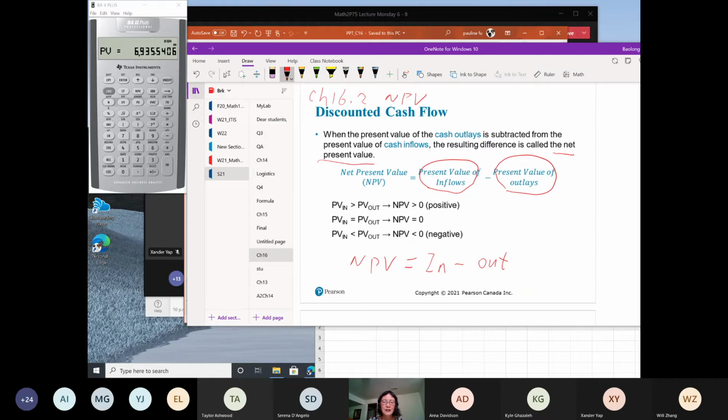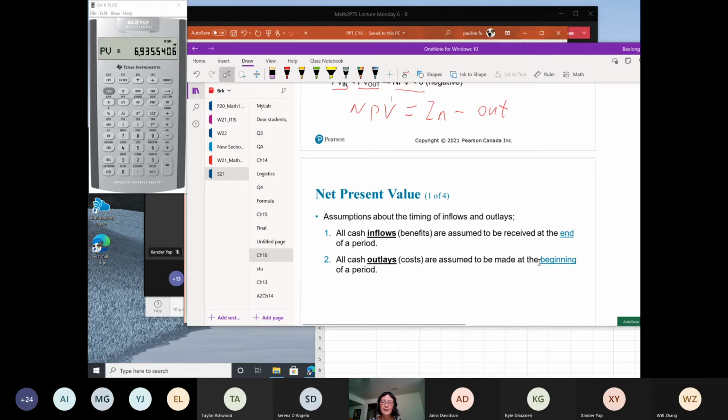The result of NPV has 3 situations. NPV could be a positive number when the present value of inflow is greater than the present value of outlays. When the present value of inflow equals the present value of outlay, NPV equals 0. And when the present value of inflow is smaller than the present value of outlay, NPV is negative. So 3 situations.